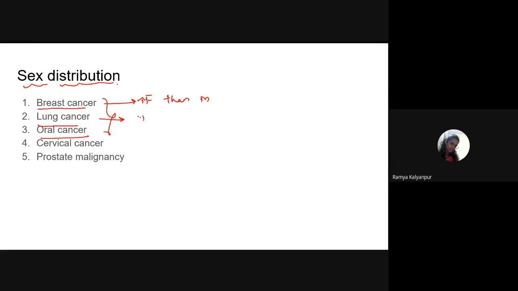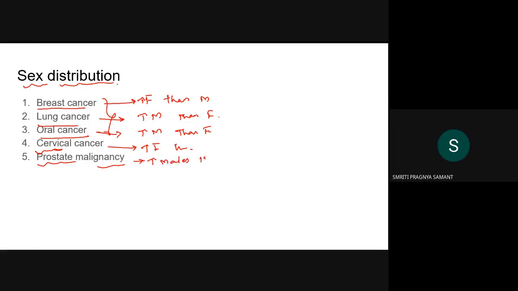Then, what about lung cancer? It is more in males as compared to females. Oral cancer, yes, more in males as compared to females. Now tell me what about cervical cancer or prostate malignancy? Cervical cancer is more in females than males. Then Akash, what about prostate malignancy? More in males in comparison to females.